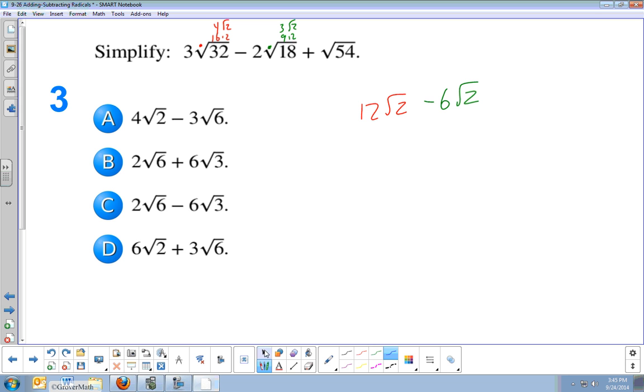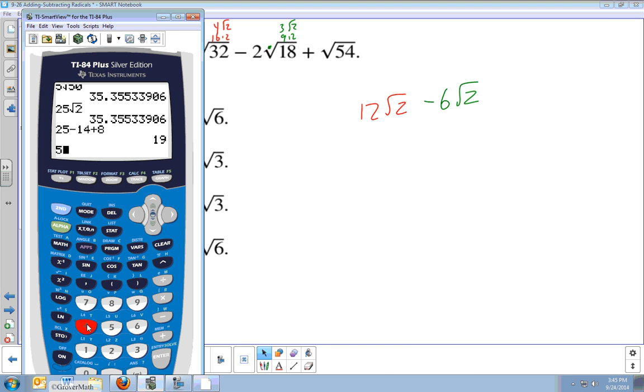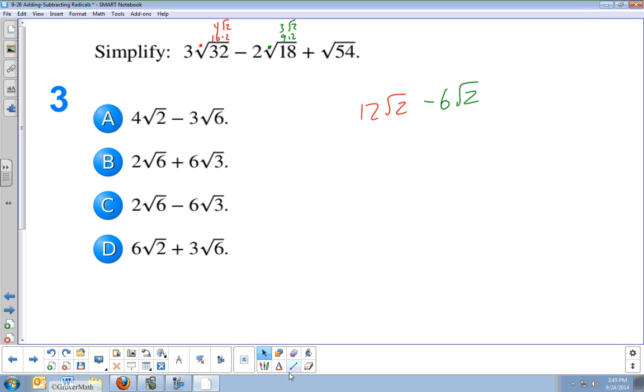54, however, that one, I don't believe that one's going to work, and I should check it out. 54 divided by 2 is 27, but 2 and 27, neither of those are square numbers, so that's not going to work out. But let's see, 54 divided by 6, that does work out. So simplifying rad 54 is 9 times 6, which is going to be 3 rad 6. So I have a plus 3 rad 6.